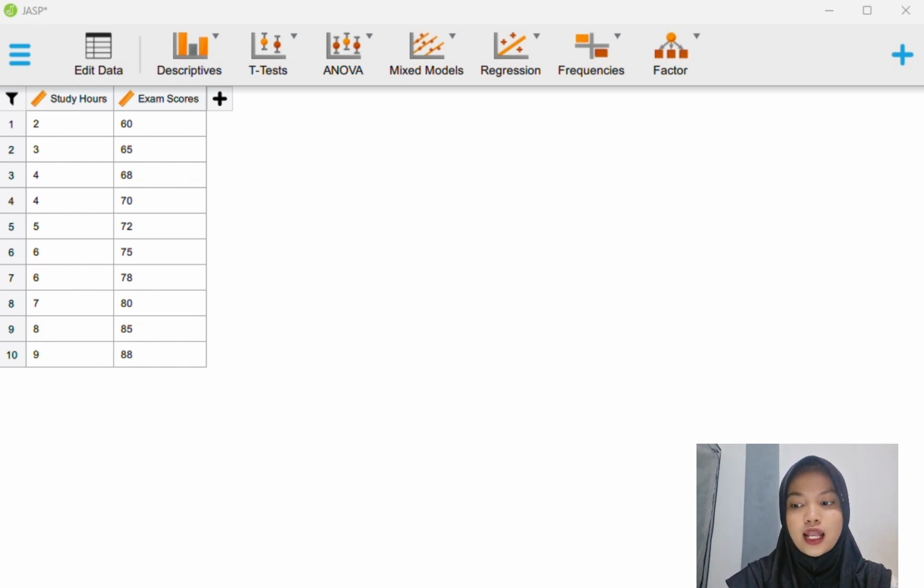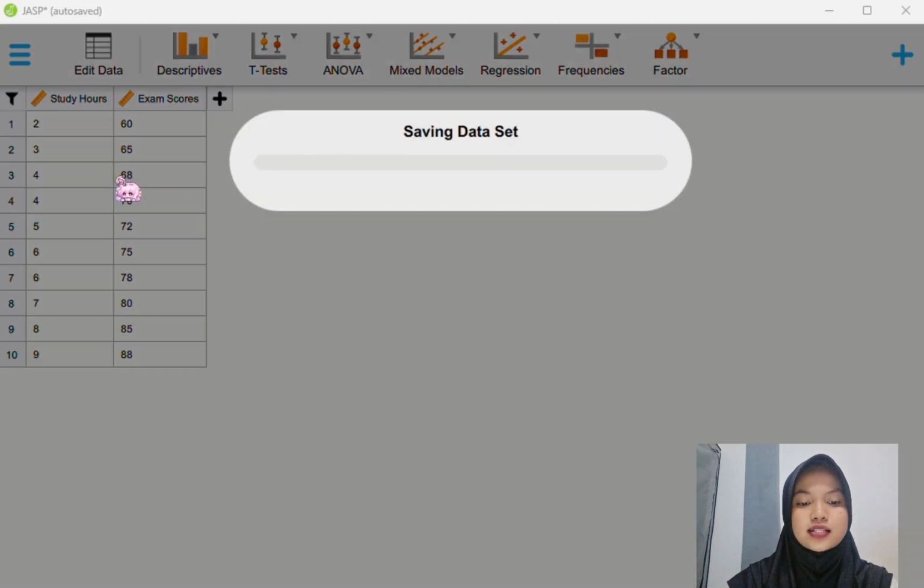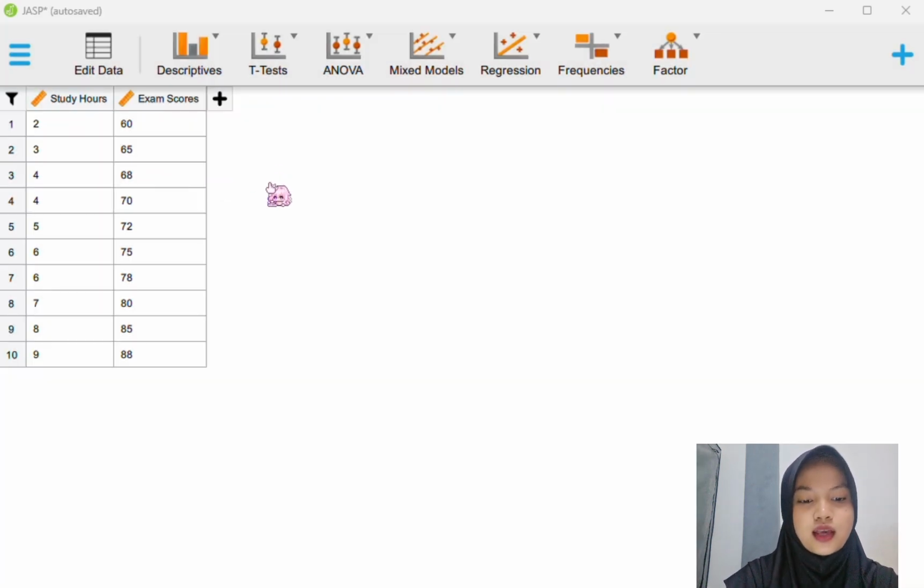Okay, now let's look at the data. In this example, I use two variables: study hours and exam scores. Study hours represent how long students study, while exam scores represent their test results. Okay, here I have the data from 10 students. From this data, we can already see a possible pattern where higher study hours may lead to higher exam scores.